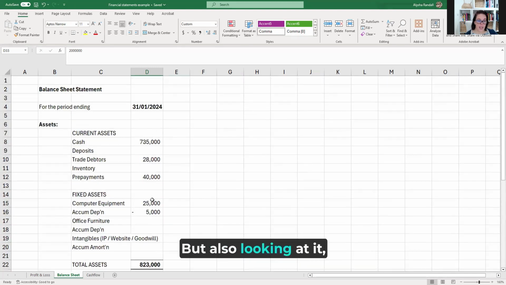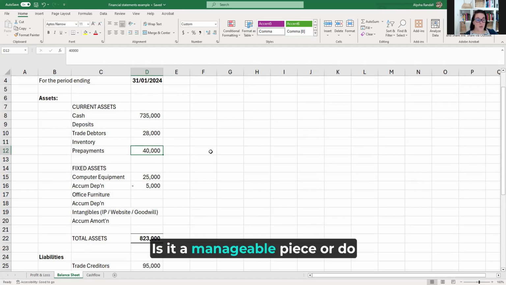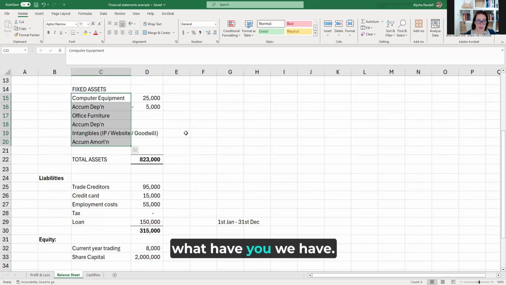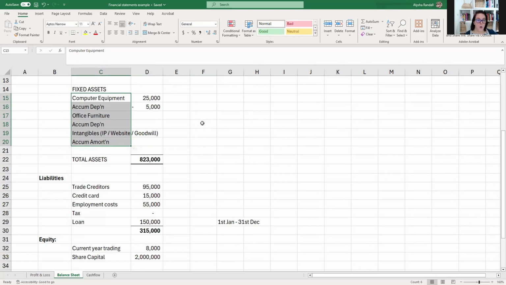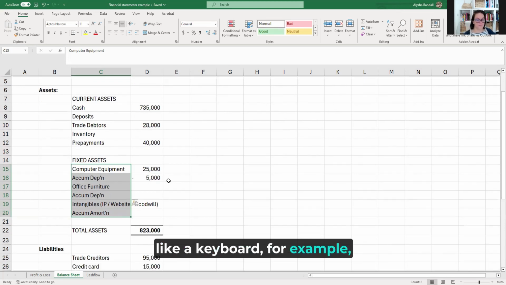But also looking at it, you can see, okay, this is how much cash we have. This is how much people are owing us. Do we need to chase that? This is how much inventory I have. Is it going out of control? Prepayments, is it a manageable piece, or do we need to revisit our supplier negotiations? This is how much equipment we have, is it around the business? Is this the true valuation? Or are there things in here that shouldn't be, things that aren't true assets, like a keyboard, for example.